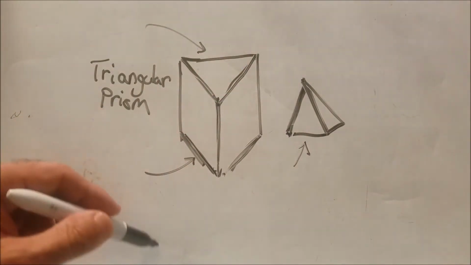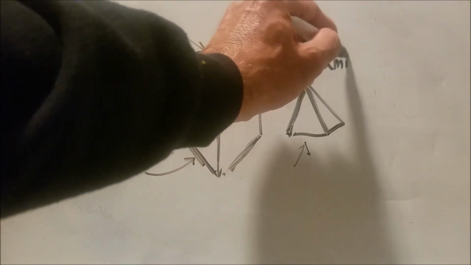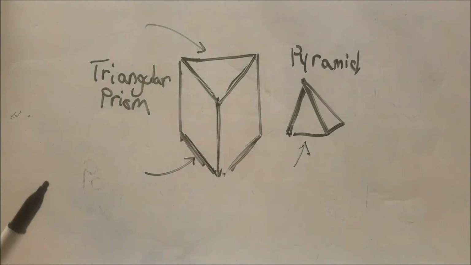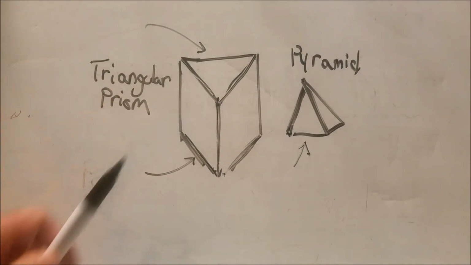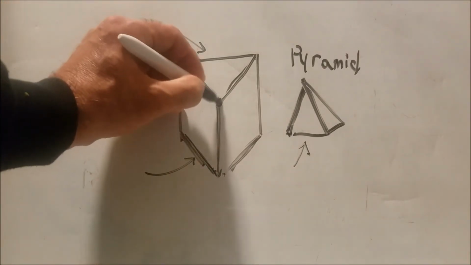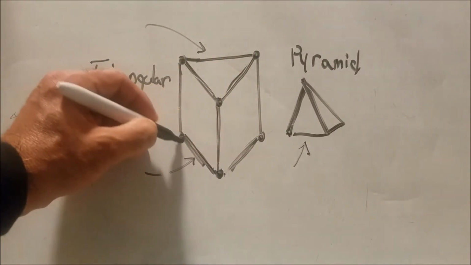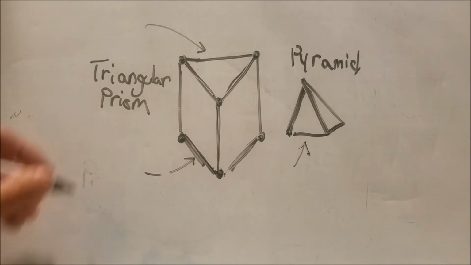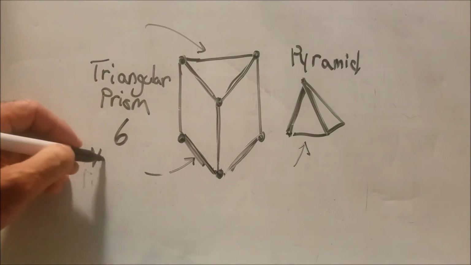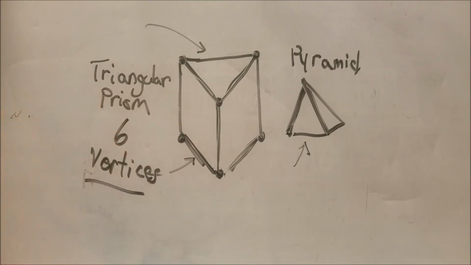But we'll talk more about pyramids. So again, this is a pyramid, not a prism. This is a prism, a triangular prism. How many vertices do you think this triangular prism has? Well, it has 1, 2, 3 there, and 1, 2, 3 there. They're all there. There's 6 vertices, the plural of vertex. And how many sides does it have?